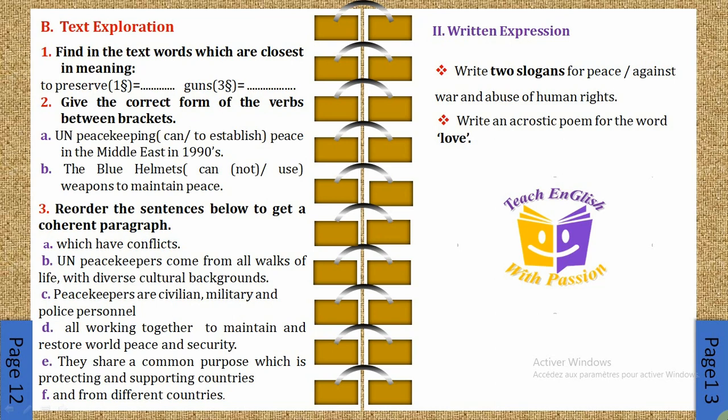As far as the written expression is concerned, I have suggested here two activities. So you can either ask learners to write slogans about peace and against war and abuse of human rights, or you can ask learners also to write an acrostic poem for a given word that has a relation with the topic of peace.